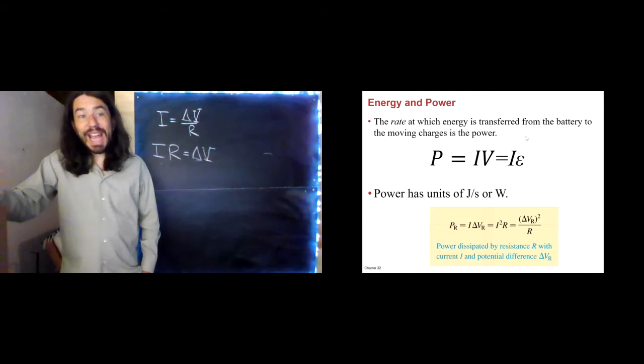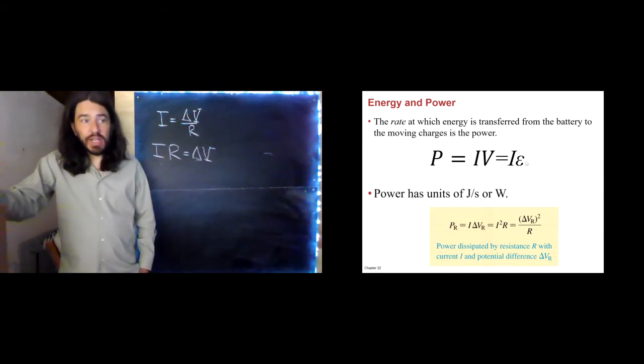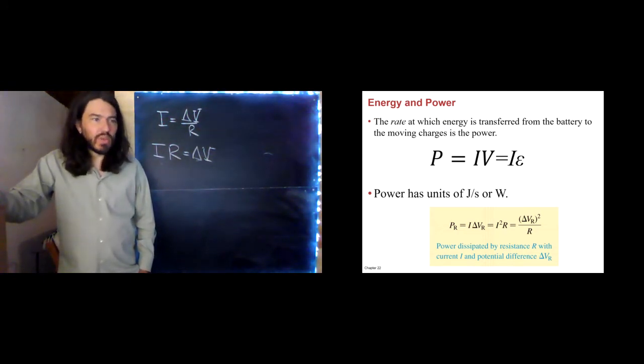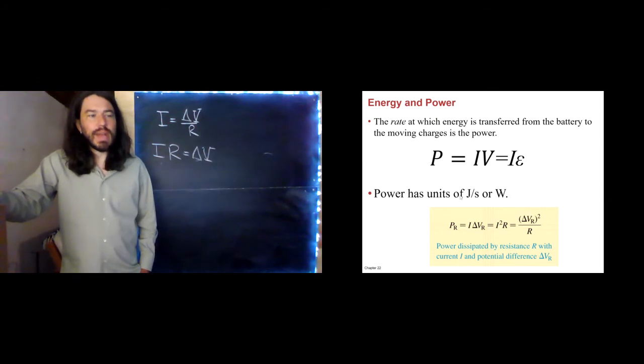The rate at which that happens is given by this equation here. P equals IV equals I times ε, and that stands for EMF. Let's come back to that in just a second, and let's remind ourselves that power has units of joules per second, or watts, and electrical power is no different. So we end up with watts here, and that is simply current times potential, or potential difference.